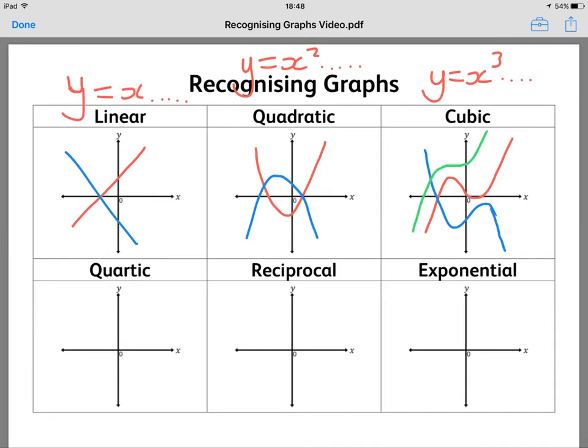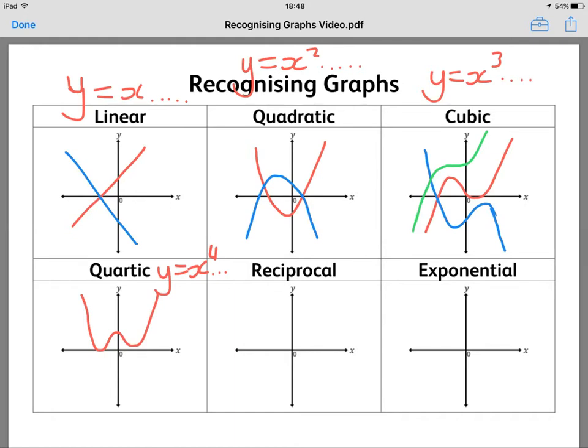Now, a quartic, I thought I'd throw this in there. That would be y equals x to the power 4, and then a whole load of other stuff. Now, you noticed on the quadratic there was one turning point. On the cubic, there are two turning points. On the quartic, you get three turning points. So it looks a bit like a W. Again, doesn't have to be quite so pronounced.